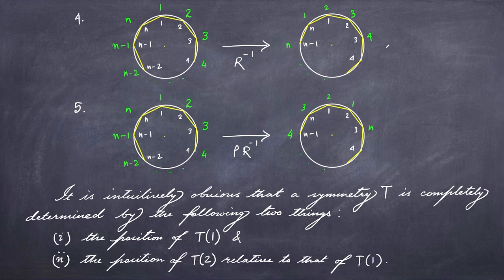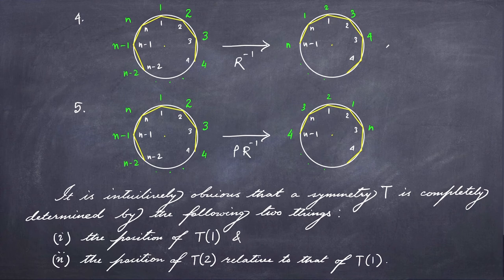So therefore we see that for the first vertex we have n choices, and for each choice of the first vertex there are exactly two choices for the second vertex. Thus we have altogether 2n symmetries. Let me repeat. A symmetry of Pn is determined completely by two things. The first is the position of the first vertex, where it will be, and then the position of the second vertex relative to that of the first one.